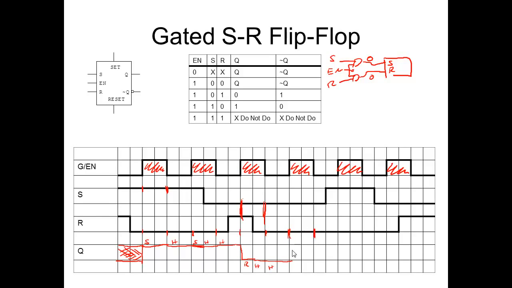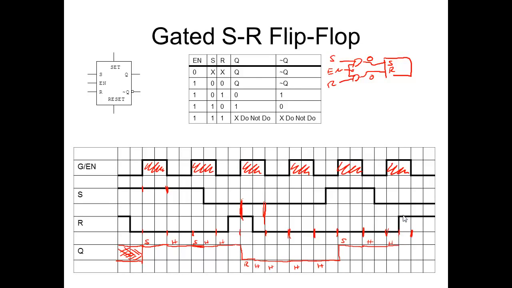From here to here, we've got two lows, so we're going to hold again. Here to here, we're disabled, so we're going to hold. From there to there, we've got a high on set, low on reset, so we're going to set the flip-flop. From here to here, we're disabled, so we're going to hold. From here to here, we're going to be low, we're going to hold from right there to there, right?